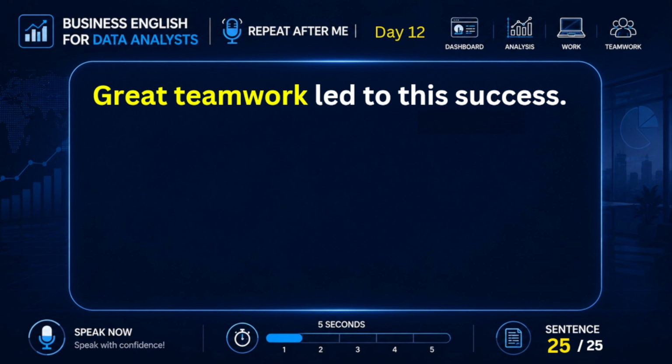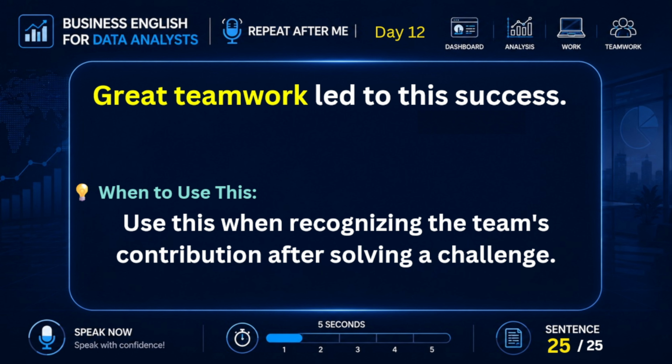Great teamwork led to this success. Use this when recognizing the team's contribution after solving a challenge.